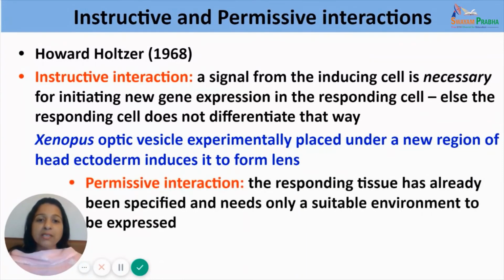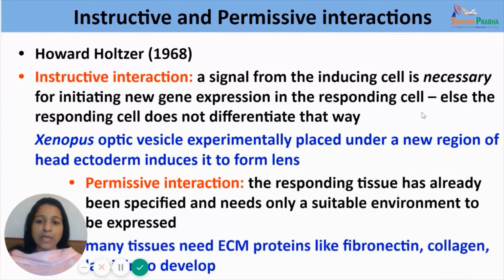The permissive interactions are the ones in which the responding tissue has already been specified. It just needs a suitable environment to be able to be expressed. For example, many tissues need only the extracellular matrix and proteins like fibronectin, collagen, and laminin to develop, though they already have been specified to form the tissue further.